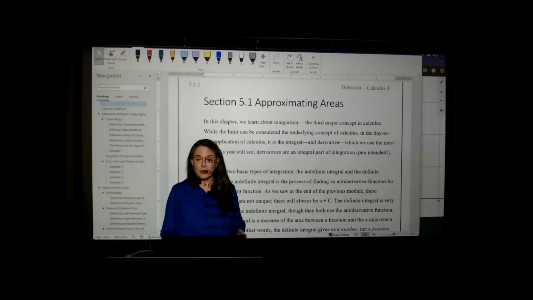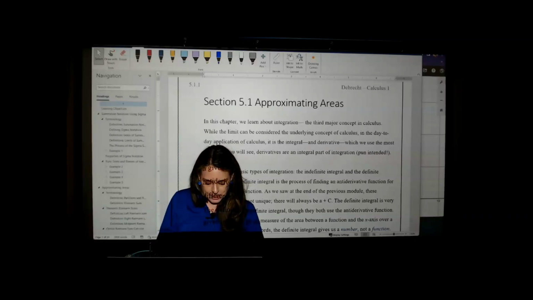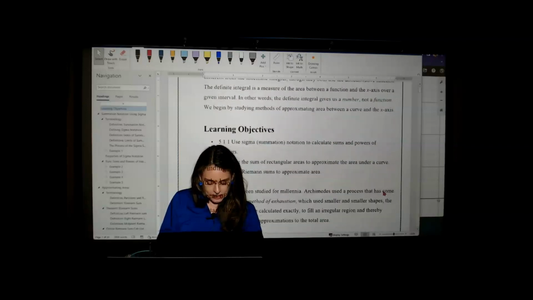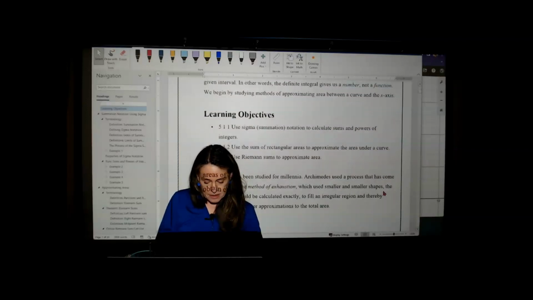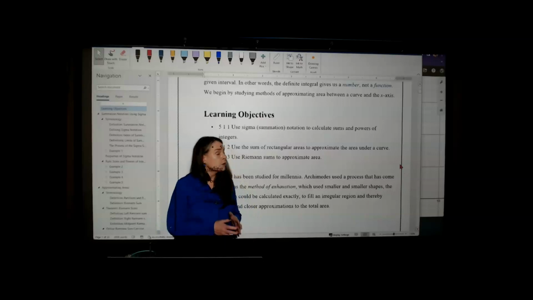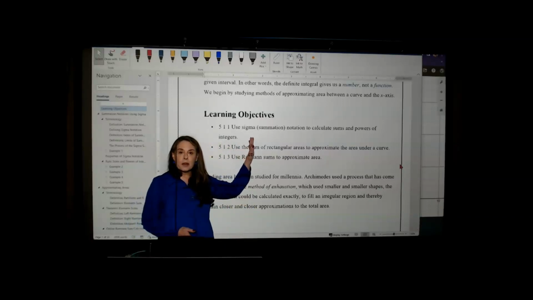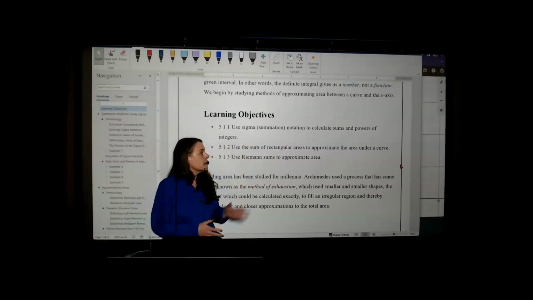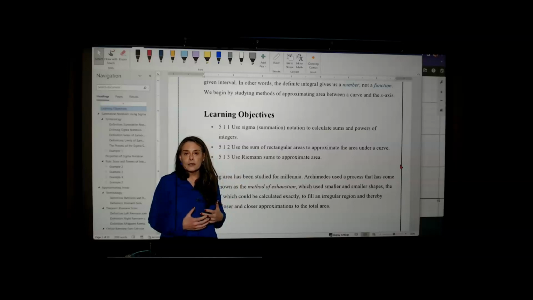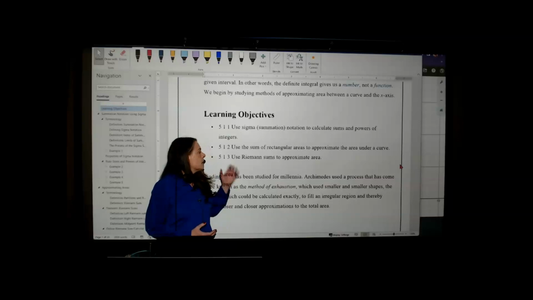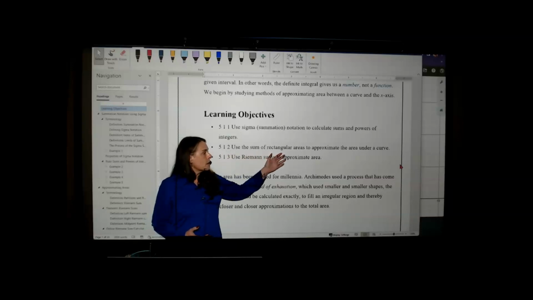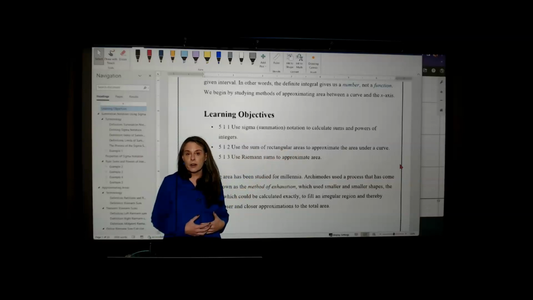Let's look at the learning objectives for this particular section. In this section, we're going to use what's called sigma or summation notation to calculate sums and powers of integers. This will make our work in dealing with Riemann sums easier. Then we'll use the sum of rectangular areas to approximate the area under a curve.